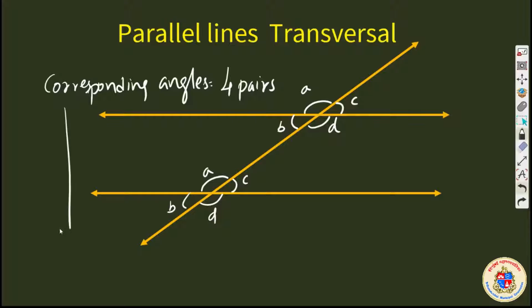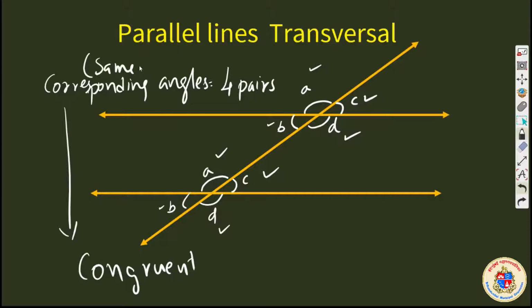And we found that these corresponding angles are congruent, equal. Which are equal? These two are equal. A is equal with A. B is equal with B. C is equal with C. D is equal with D. Corresponding angles always lie on the same side of a transversal. Same side of the transversal. Remember, my dear students. Corresponding angles remain on the same side of the transversal.